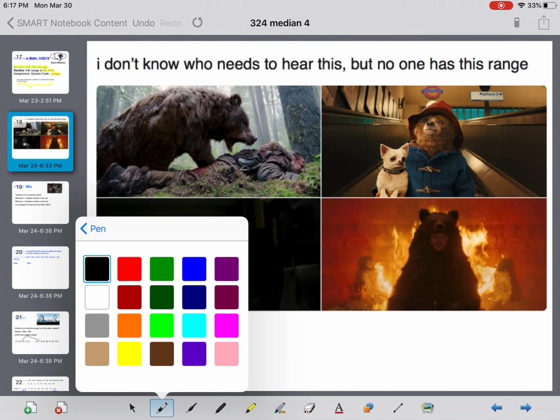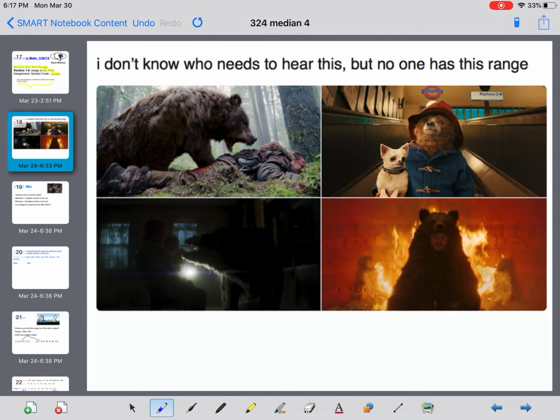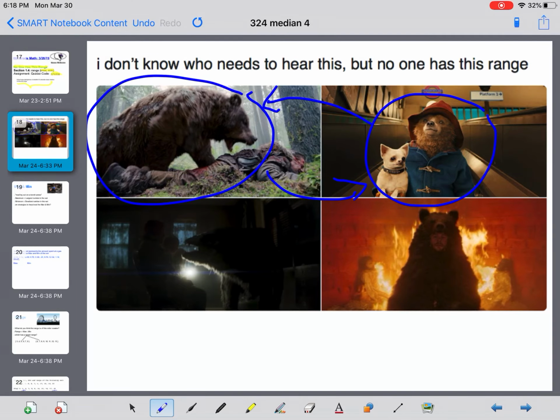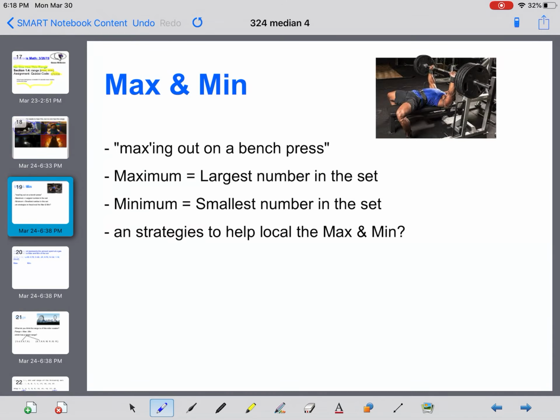So, looking at this, and maybe you guys have seen this on social media, but it's a joke to I don't know who needs to hear this, but no one has this range. It's a joke on actors, and what they're saying is this bear right here, and I don't know what movie that is, is the same as this bear right here, the one from The Revenant. So it's just a joke on the bear's part, but really the range of parts this bear could play, right? These are two completely different parts this bear would be playing. And that's kind of what the range is.